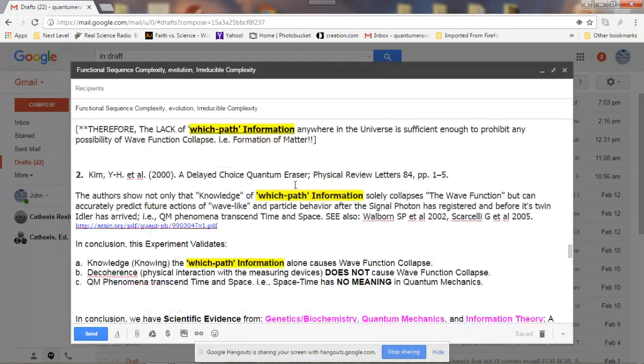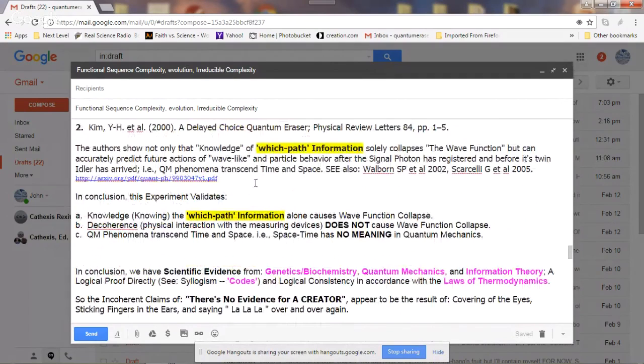Second experiment, like I said, you can go back and review the quantum mechanics presentation. We're not going to go through this because I went through it in detail. We'll just go through the experimental results. This concludes that the knowledge and knowing of the which-path information alone causes wave function collapse. Decoherence, physical interaction with the measuring devices, does not cause wave function collapse. QM phenomena transcend time and space. That is, space-time has utterly no meaning in quantum mechanics.